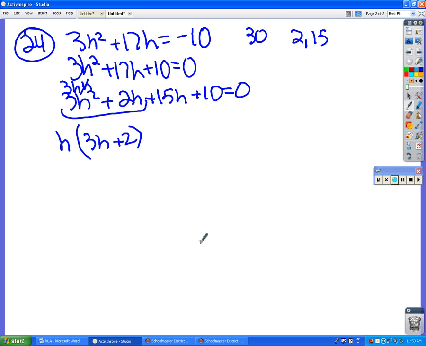What do I factor out of 15h plus 10? 5 goes into both of those evenly, so I'll factor 5 out. So what's left from that? 3h. 5 times 3h is 15h. And what's left from 10? 2.